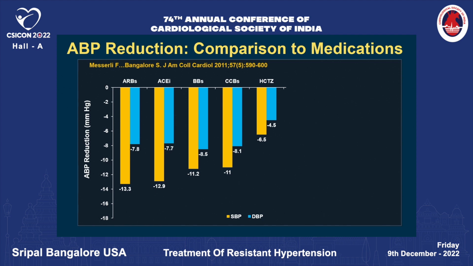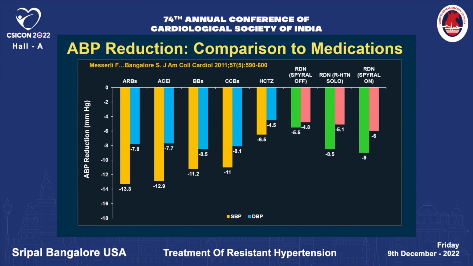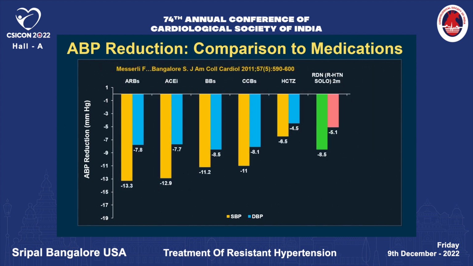This is an interesting slide which we created a while ago looking at ambulatory blood pressure reduction, comparing antihypertensive agents on the left panel to renal denervation on the right panel. Clearly you can see that renal denervation reduces blood pressure as much as single antihypertensive agents, and in many other trials, more than that.